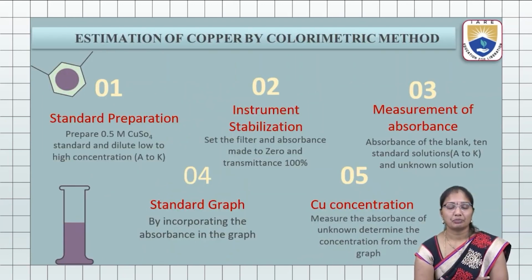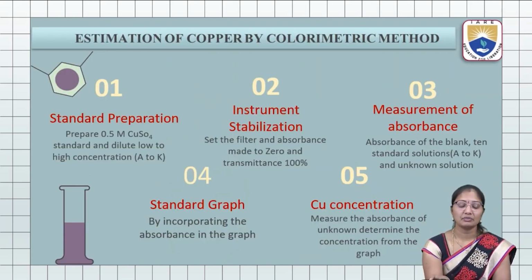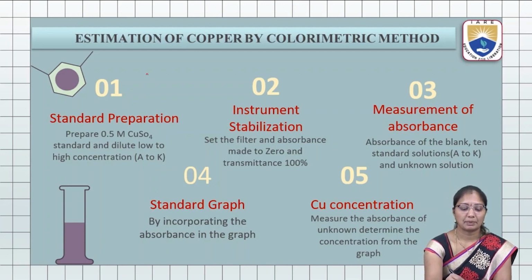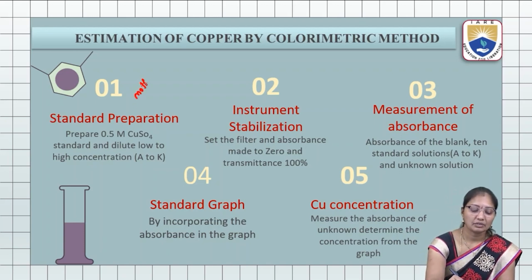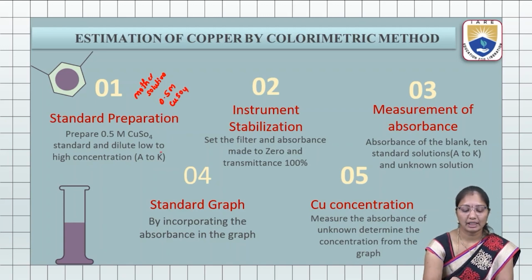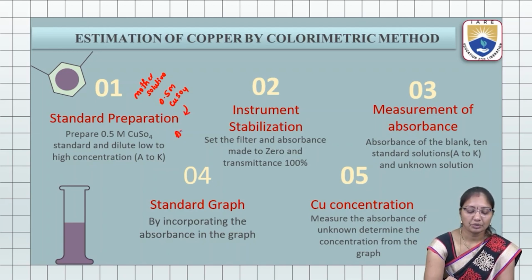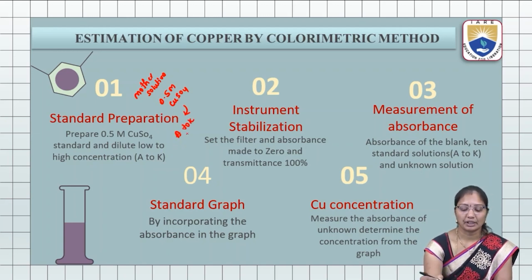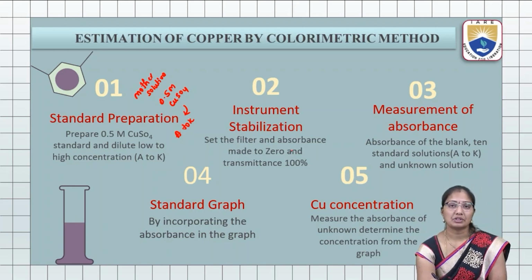So, the whole thing happens in 5 steps. One is standard preparation, like the mother solution. As we discussed, the mother solution has to be prepared, 0.5 molar copper sulfate. From this we have to dilute from A to K. So, next thing is instrument stabilization.